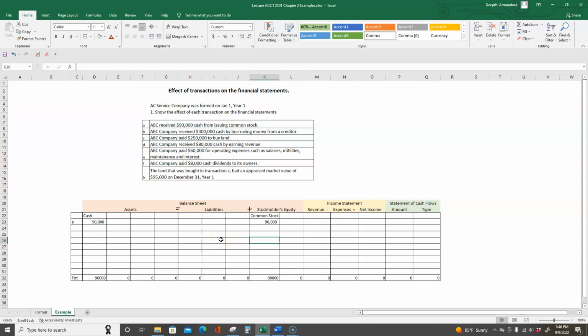When you're doing your homework, if necessary, read the instructions. You may have to put NA for all the other columns. Now let's see. Did this transaction affect the income statement?